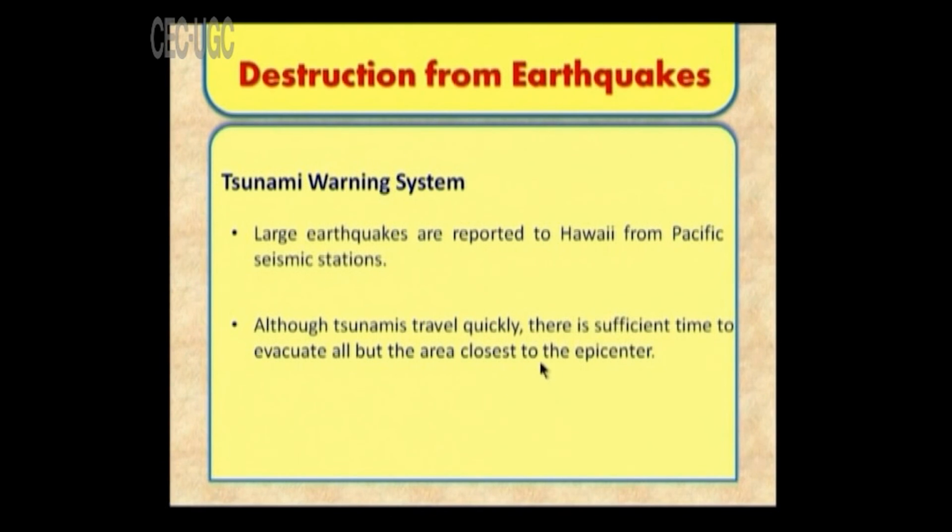So, a tsunami travels quickly, and there is sufficient time to evacuate all but the area closest to the epicenter. For example, when a tsunami takes place in Andaman, the Indian tsunami warning system gives some alert. So, we have a little time wherever an earthquake occurs in the ocean; once a tsunami starts, we can easily evacuate from that place to higher levels. So, that is one method to protect our lives. That is the tsunami warning system.